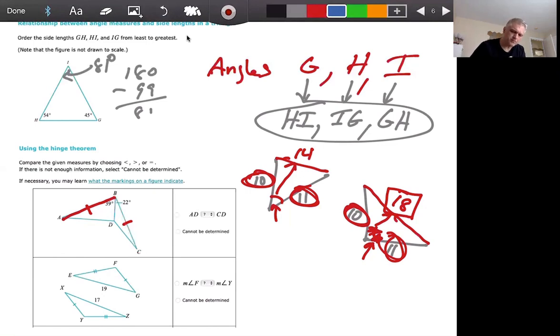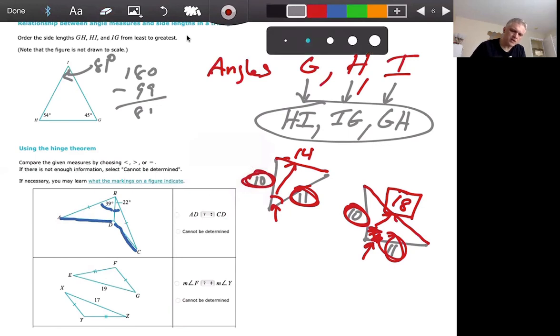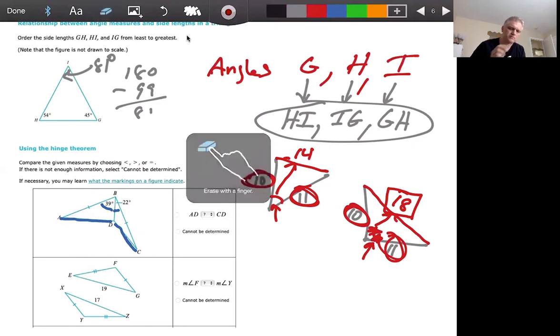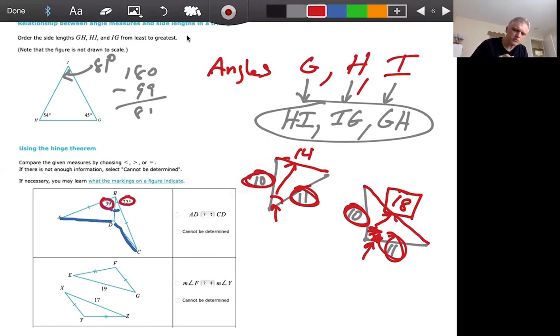But now, let's just look at the angles that are formed here. So this angle is 22, this angle is 39. So it asks me, what about AD versus CD? Is AD less than, greater than, or equal to? Which is it? Well, since 39 is greater than 22, the 39 tells me that AD is greater than CD.